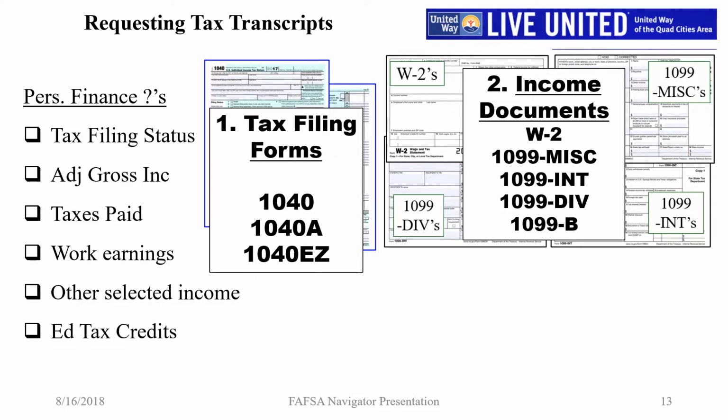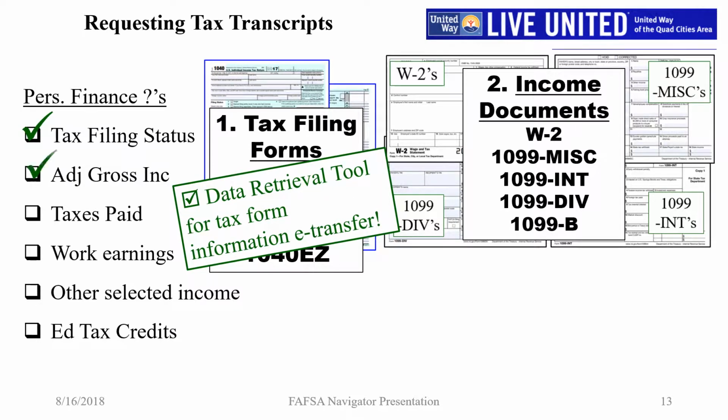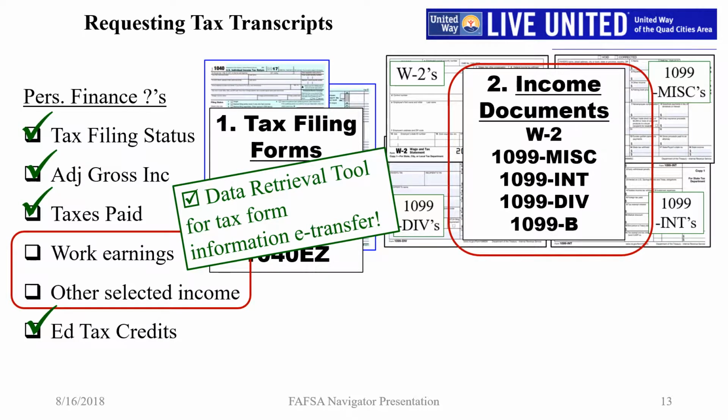So the good news is that when using the online FAFSA, you may use the IRS data retrieval tool to answer the tax filing form questions. But there are more personal financial questions to answer beyond what is on the tax filing form. Also, what if the data retrieval tool doesn't work for you, or you are using the paper form? What do we do now?